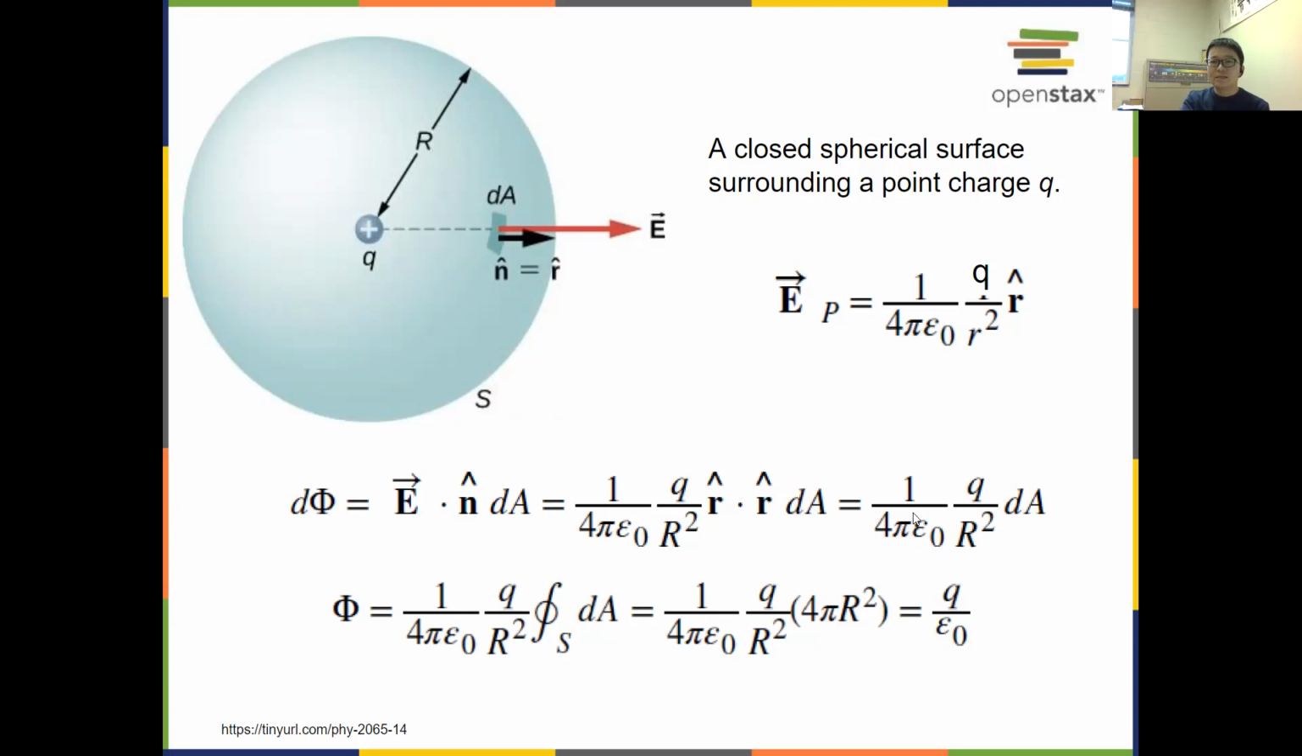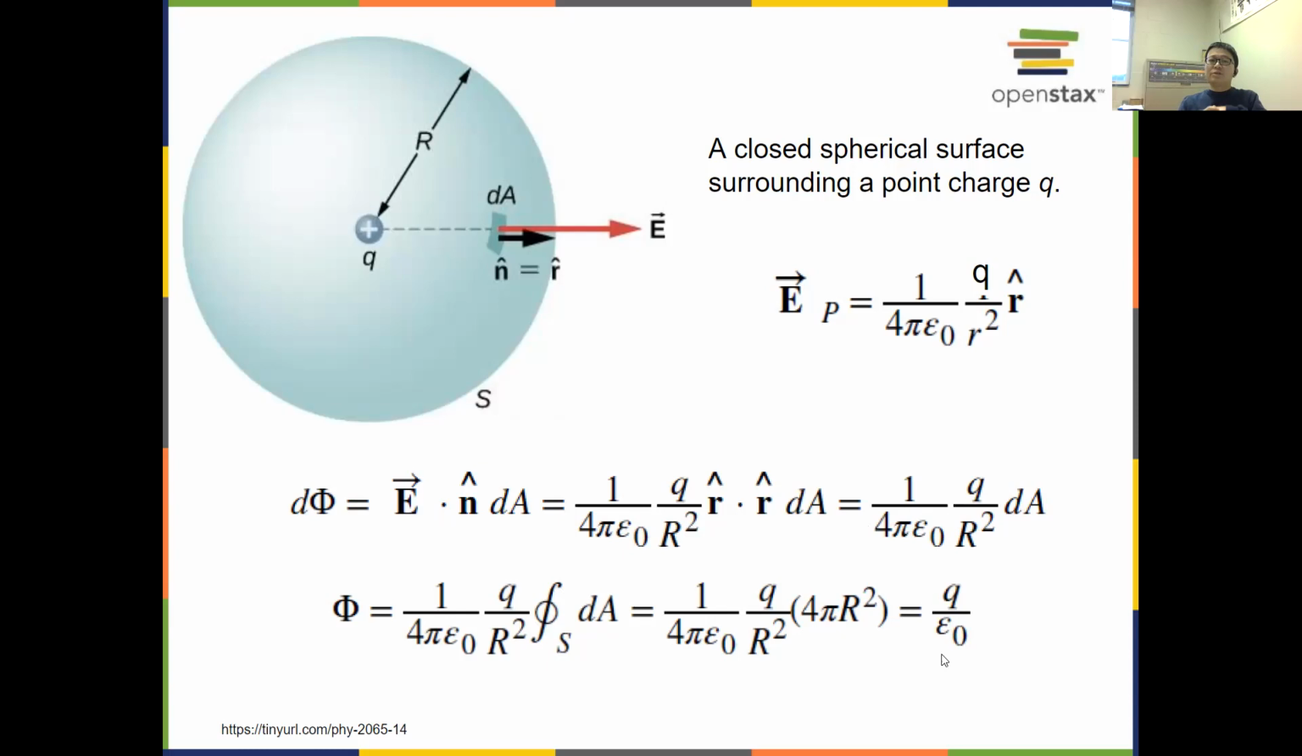Now everything is constant. k is constant, Q is the charge, which doesn't depend on the surface, and R is the radius of the surface, so it doesn't change either. So you can put everything in front of the integral. Here you are integrating through the closed surface, so the integral of dA is basically the surface area of the sphere, 4 pi R squared. So R squared cancels and 4 pi cancels. At the end, you have the flux equal to Q over epsilon naught.